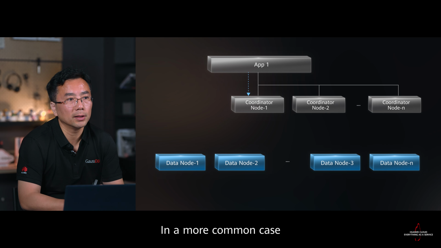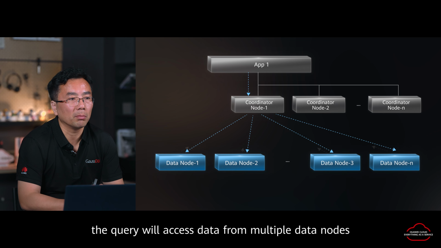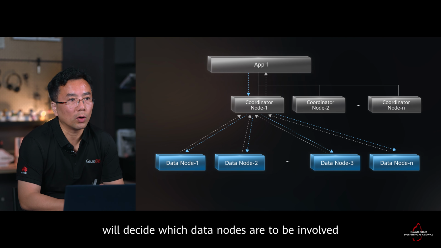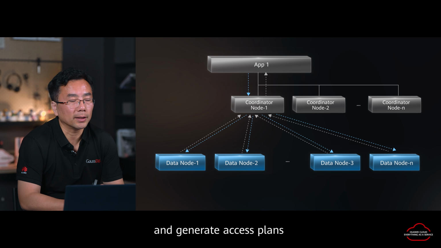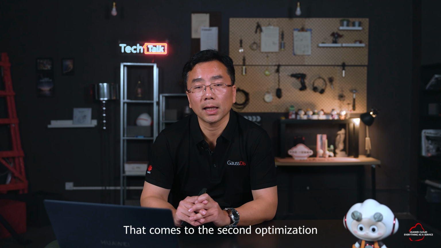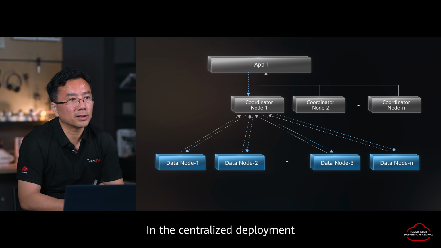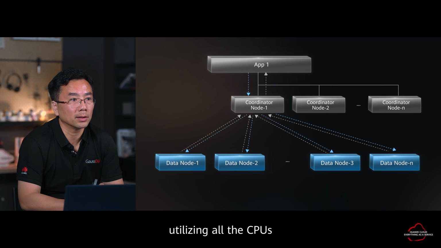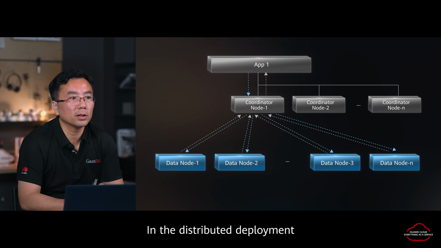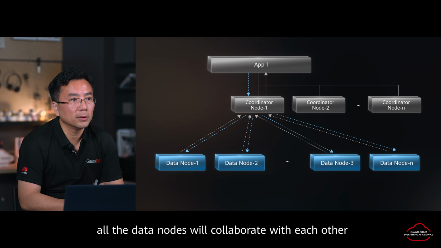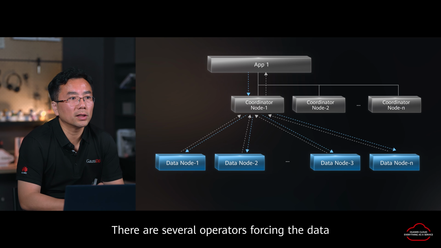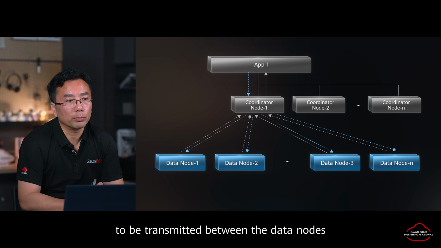In a more common case, the query will access data from multiple data nodes. The optimizer, based on that access pattern, will decide which data nodes are involved and generate access plans utilizing all of the data nodes. So that comes the second optimization, parallelism. In the centralized deployment, parallelism is done using SMP technology, utilizing all of the CPUs. In the distributed deployment, we collaborate across all of the data nodes, and depending on the operators, there are several operators forcing the data to be transmitted between the data nodes.